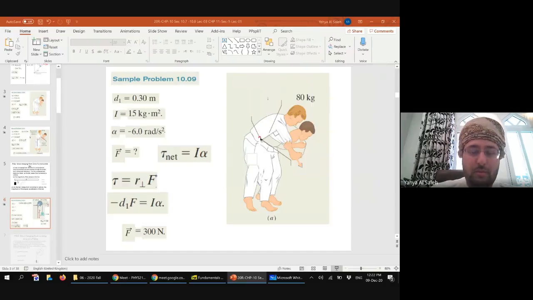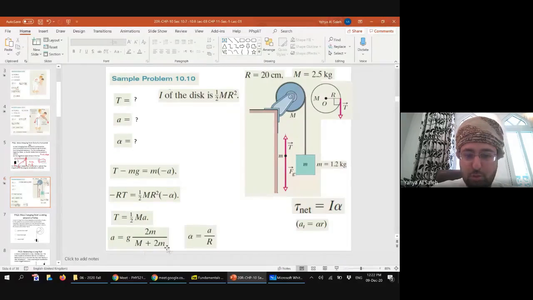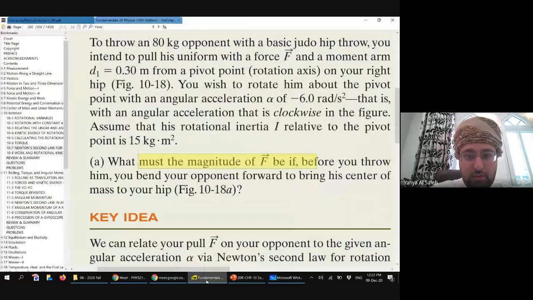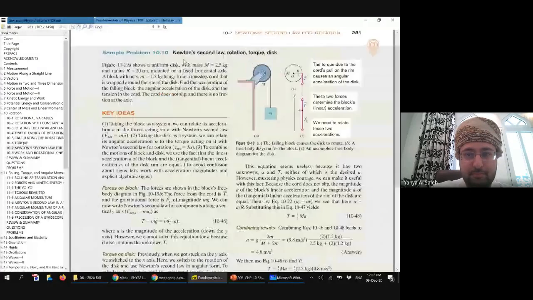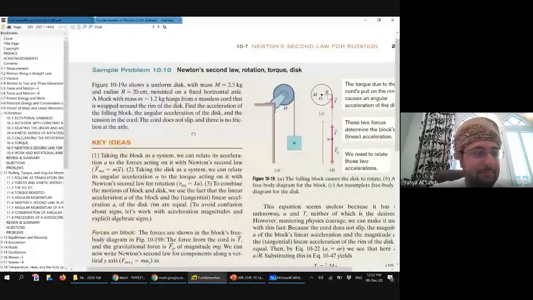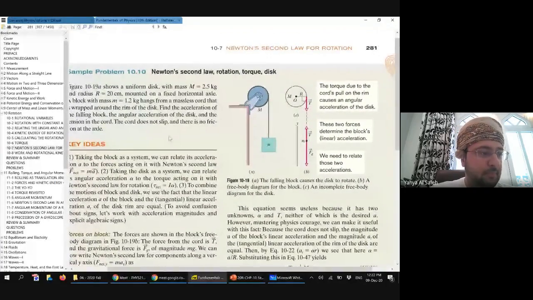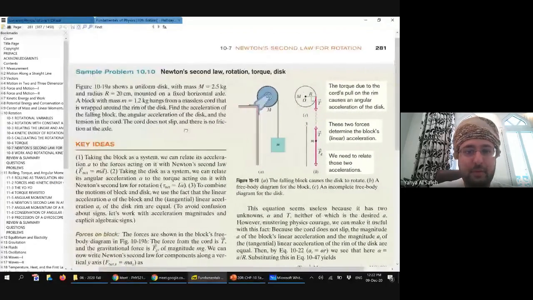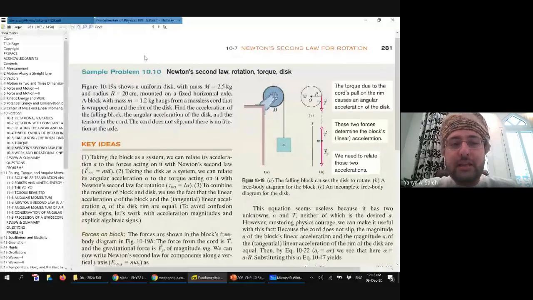Let's do another problem. It's always nice to do some problems to understand. So we have one of these axles. Figure 10-19A shows a uniform disk with mass m equals 2.5 kilograms. So now my disk itself is heavy. It has 2.5 kilogram mass.